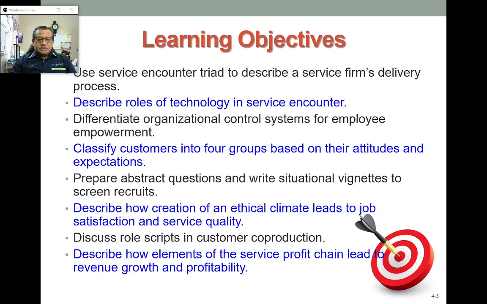And by the end of the class, you should be able to classify customers into 4 groups based on their attitudes and expectations. And you should be able to describe how the creation of an ethical climate leads to job satisfaction and service quality. And last but not least, the learning objective is to describe how elements of the service profit chain lead to sales or revenue growth and profitability in service business.